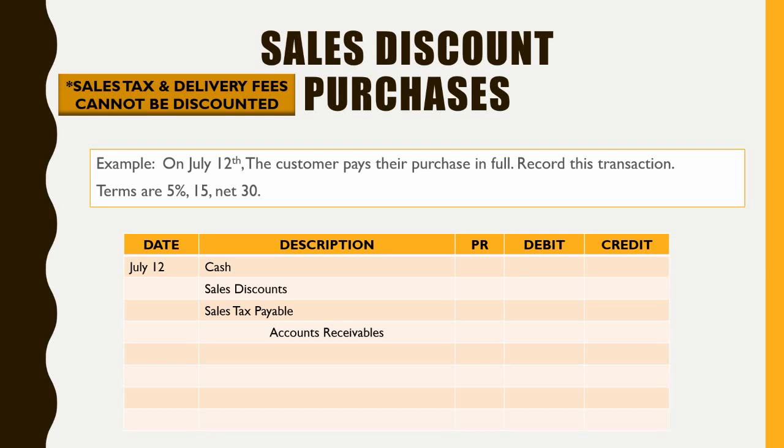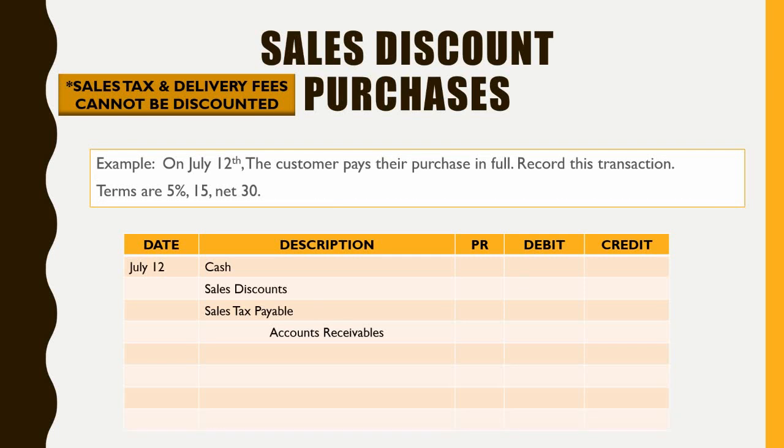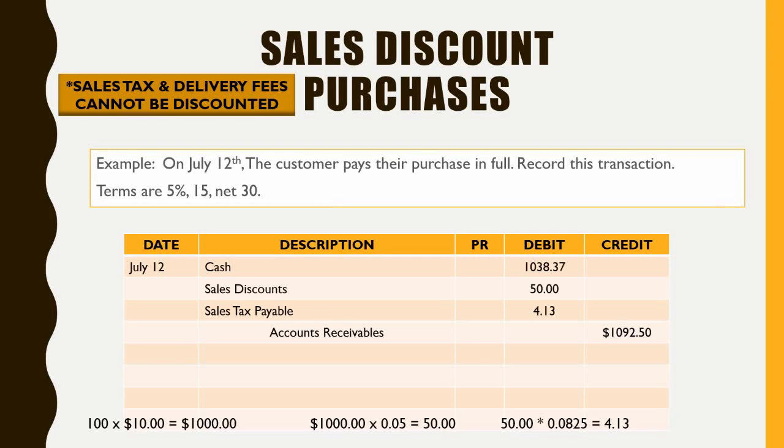$50. $50, okay? And the tax off of the $50. $4.13. Good. And how much does this customer actually owe me for the accounts receivable? $1,038.37 minus $50... $1,092.50. Good. So then, therefore, this is how much that they have to pay me, $1,038.37. Okay.